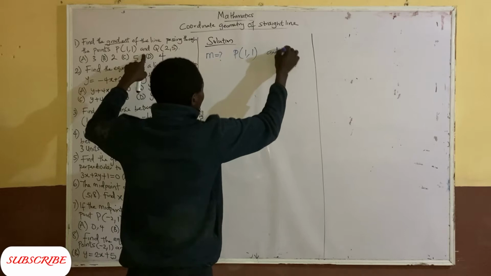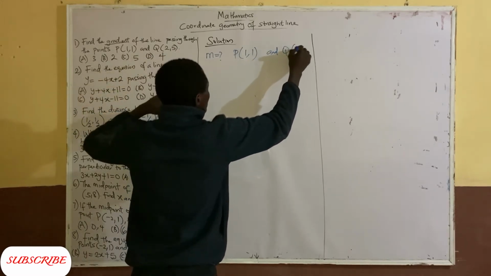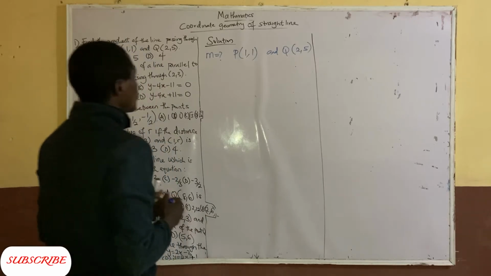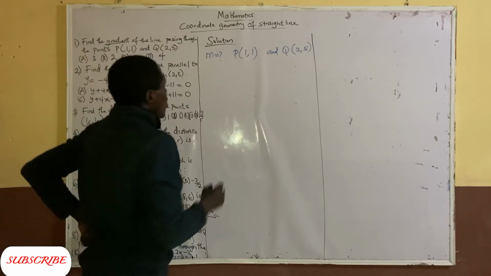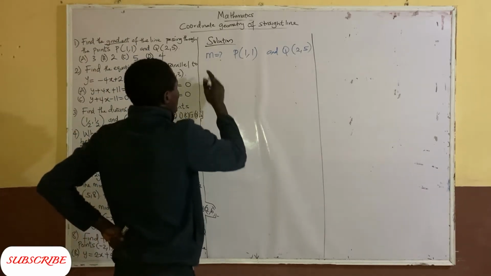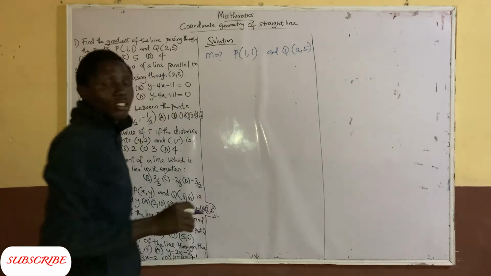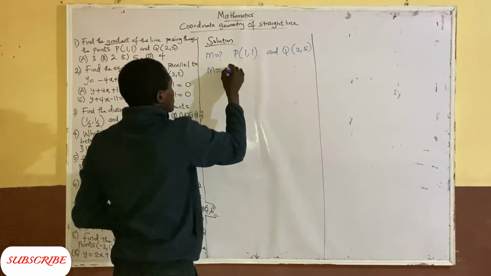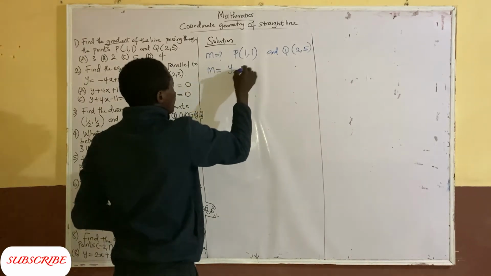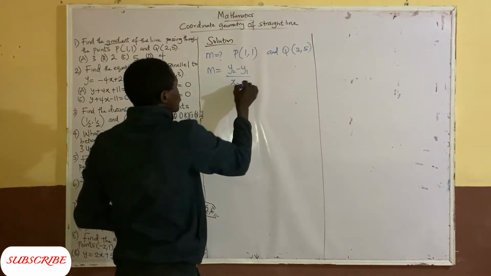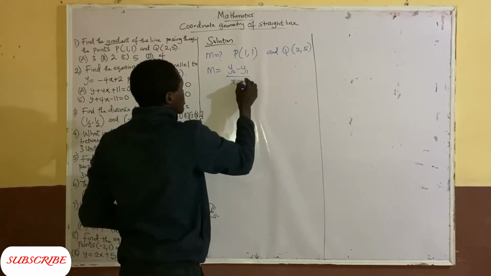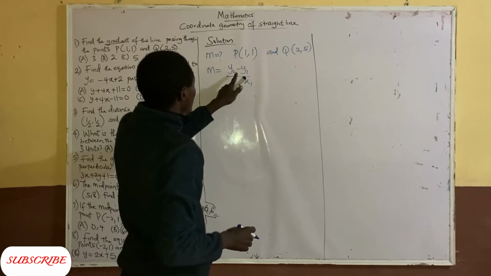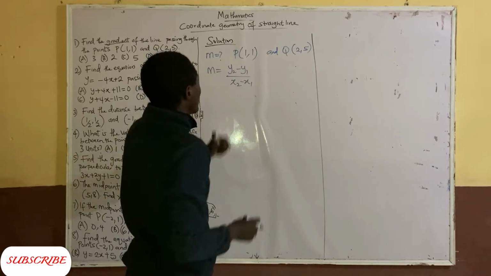And Q, which is the second point, is (2, 5). So we are asked to calculate the gradient. Recall that our gradient, which is M or slope, is given as Y2 minus Y1 over X2 minus X1. Now, how do you get your Y2, Y1 and X2, X1?